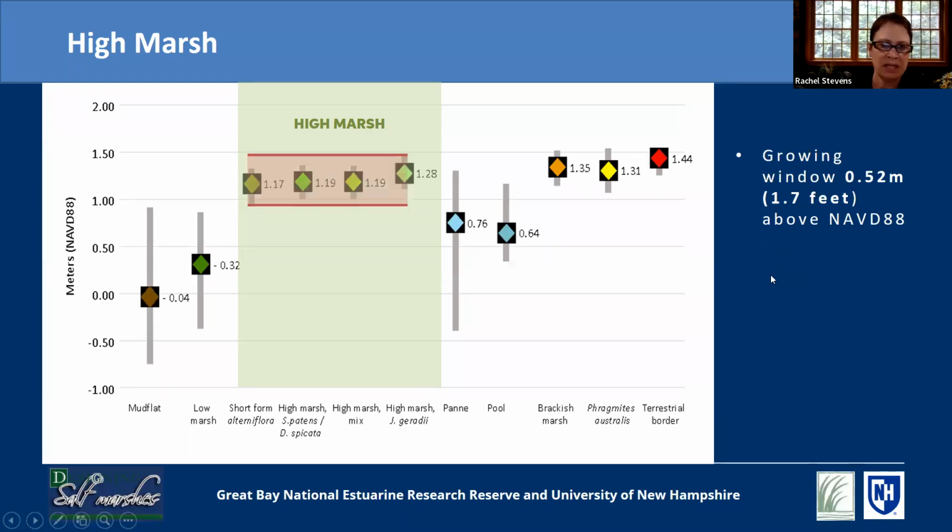And so this next slide to me is the real key of this whole talk and everything that we've been putting together to get to this conversation: the growing window for the high marsh habitat categories is just 0.52 meters or 1.7 feet. So that really highlights to me why this habitat, the high marsh in particular, is so vulnerable. A little bit of sea level rise that's going on, as Dave illustrated, can really affect these marshes, and it needs a lot of sediment and movement within them, building of that peat for them to keep up with sea level rise.